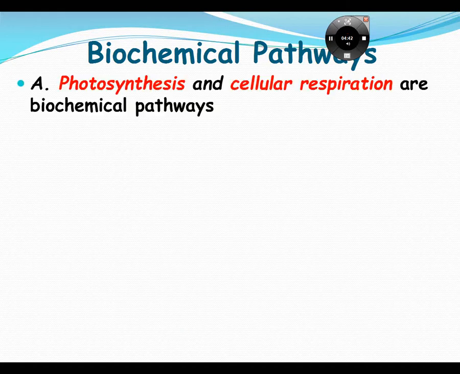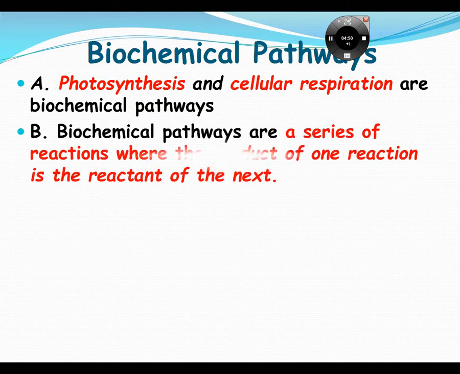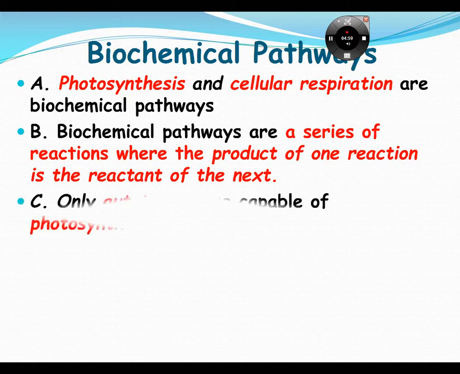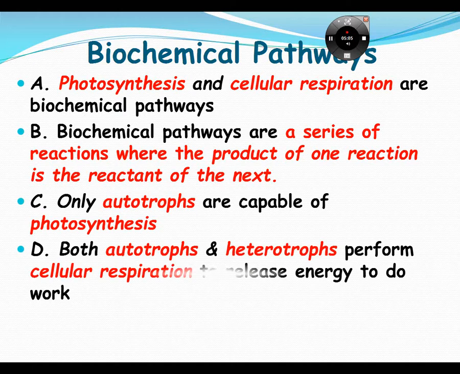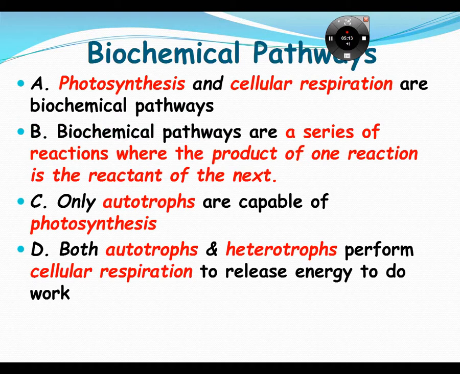Chemical pathways. Photosynthesis and cellular respiration are biochemical pathways. A biochemical pathway, you need to know this, this is on the quiz, is a series of reactions where the product of one reaction is the reactant of the next. Only autotrophs are capable of photosynthesis. Both heterotrophs and autotrophs perform cellular respiration.